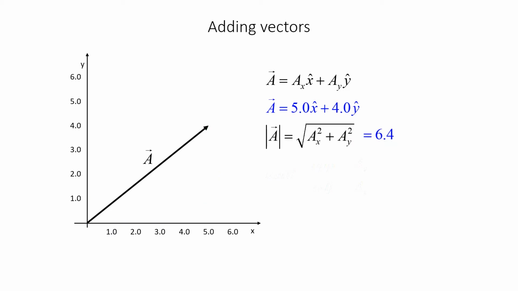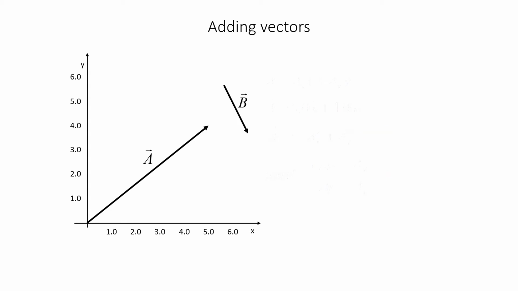We can find the magnitude of vector a by taking the square root of the sums of the squares of the components. In this case, it would be 6.4 units. We can find the angle of vector a by recognizing that the tangent of theta is the opposite over adjacent, which is ay over ax in this case.